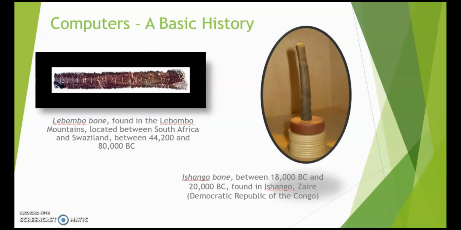So when we think about computers, sure, we could think about the modern development in the field, but it's a really good idea to go back in time and see how, in terms of cognitive processes and the outward representation of this data, humankind was able to achieve that. So on your left side, you see the Lebombo bone, found in the Lebombo Mountains, located between South Africa and Swaziland. And this is something that is connected to our very earliest attempt to encode an organized type of information between 44,000 and 80,000 years BC.